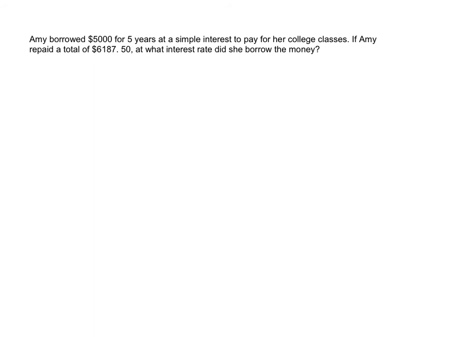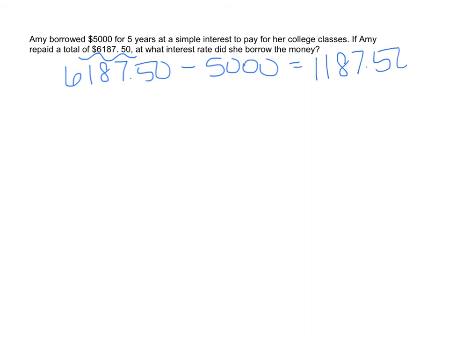Now this one's got a little bit of working backwards. This is her total, so this is like in that last example where we had to add our 2 numbers. First we have to subtract, because this is where our end is, and we have to figure out what our interest is. So when we subtract those 2, that equals 1,187.50, which represents the interest that we have accumulated over the 5 years.